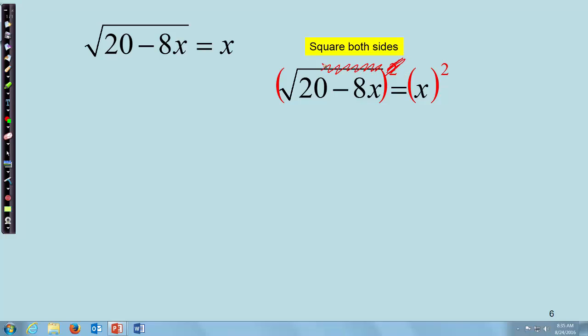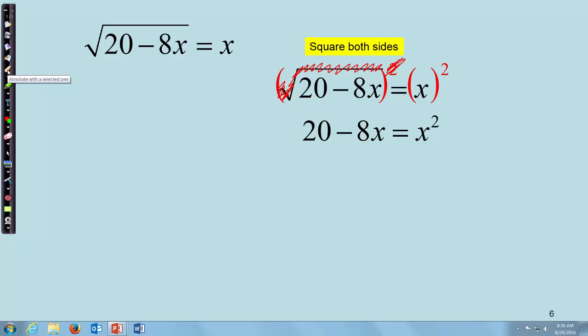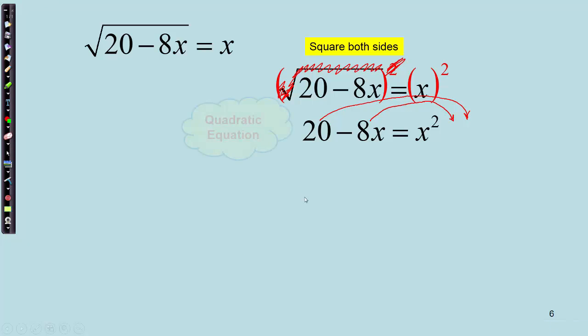So the square is wiped out, the square root is wiped out, and we end up with just the 20 minus 8x. And on the right hand side we have x squared. Now you recognize this, hopefully, as a quadratic equation. To solve that, we need to put it in standard form. So we need to move terms around. We need this to say x squared plus 8x minus 20. So here's what it would look like when we move the terms all to the same side.